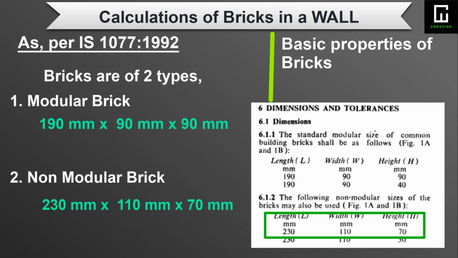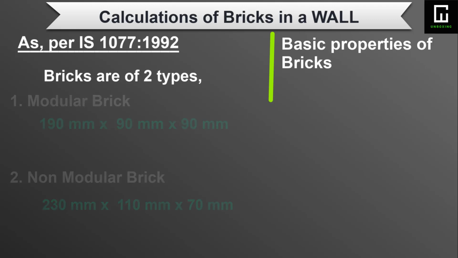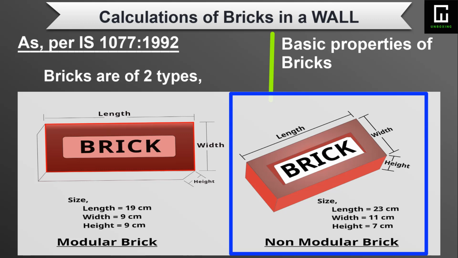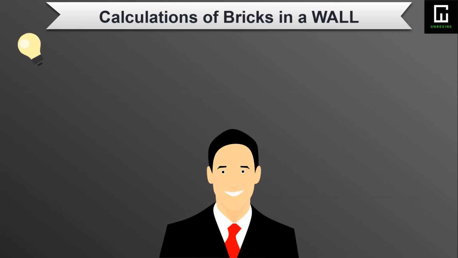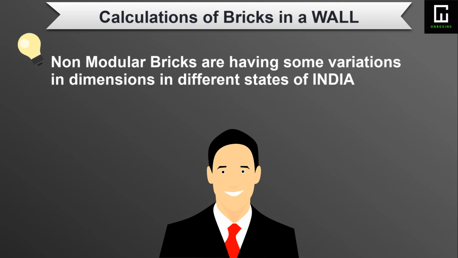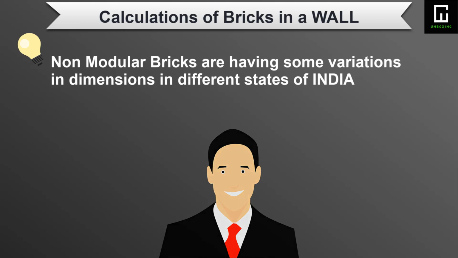In this picture, you can clearly see that there are different types of bricks, that is modular brick and non-modular brick with regular standard dimensions. As you can see, the size of modular brick is relatively small, but in India non-modular brick is vastly used in regular construction jobs. Remember, these non-modular bricks are also used with some variations of dimension in different states of India. So today we will learn the non-modular brick calculation in a wall.